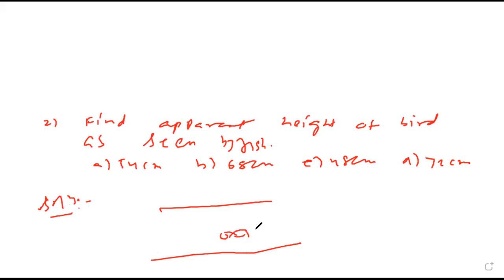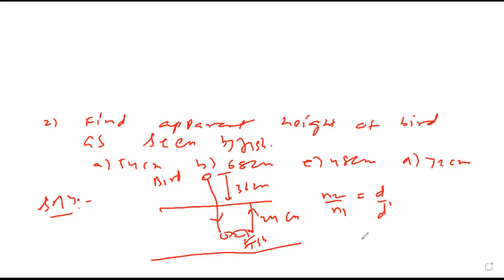The fish is at the same 24 centimeter, and the bird is at 36 centimeter. This time we need the apparent height of the bird as seen by the fish. So from here there should be entry of light in the fish's eye. Our formula remains the same: n2 upon n1 is d upon d dash.